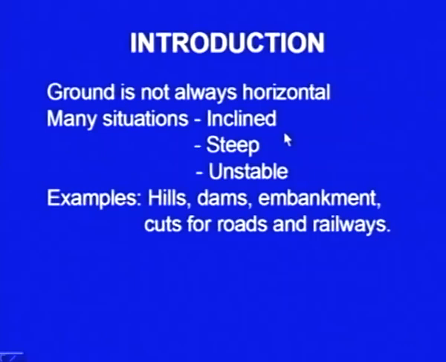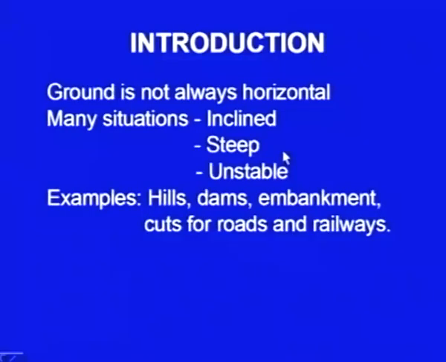Today we are going to start a new chapter, stability of slopes. As you might have seen, the ground is not always horizontal. There are many situations where you will find there is some inclination of the ground, some gradient. For example, in hills you will find the slopes are there, the ground is inclined. If this gradient becomes very steep, then it may become unstable.